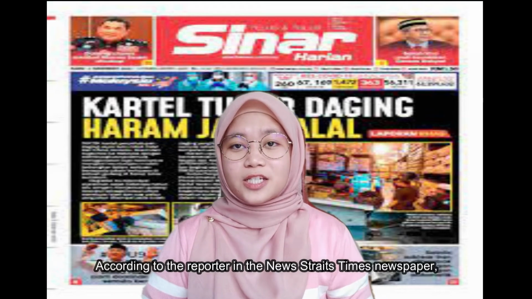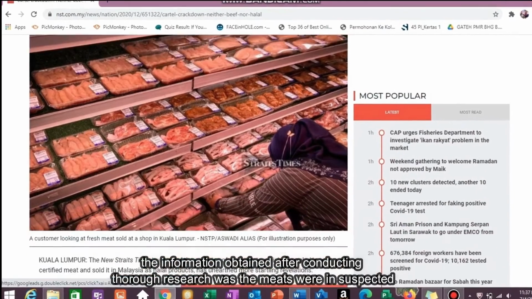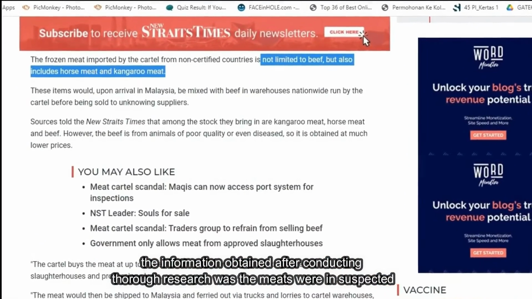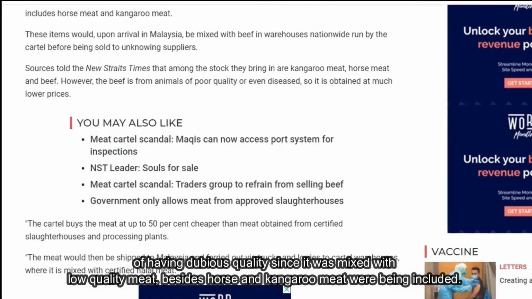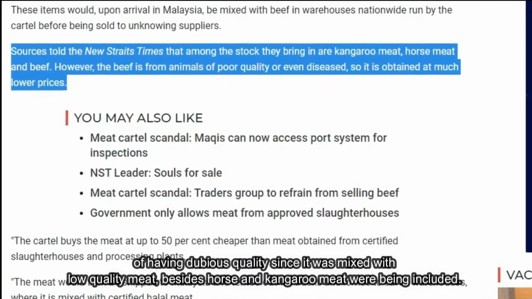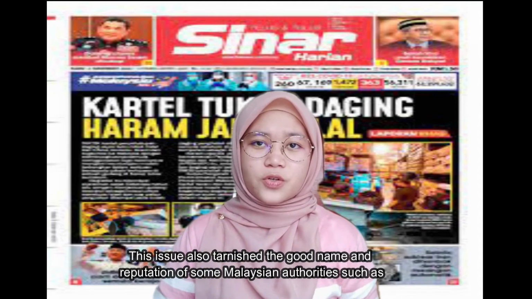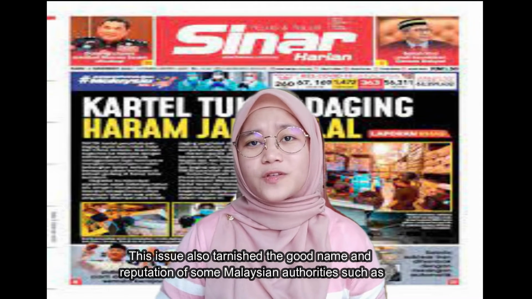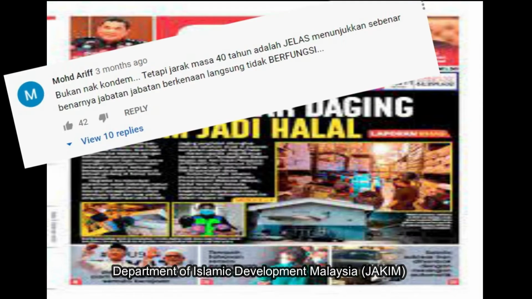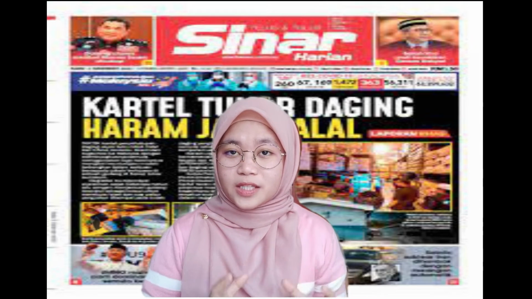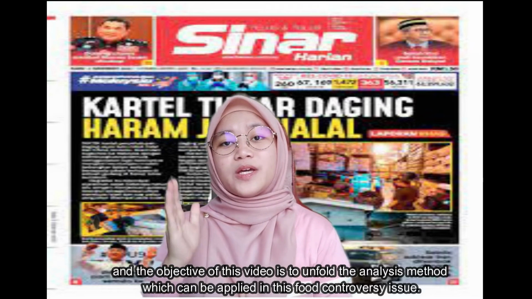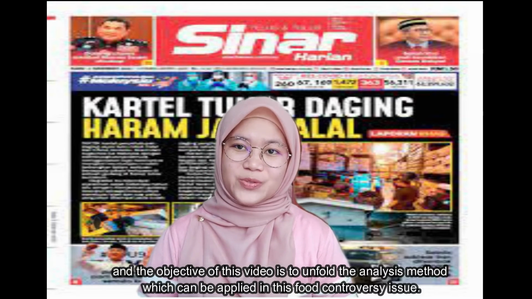According to a reporter from the New Straits Times newspaper, the information obtained after thorough research was that the meats were suspected of having dubious quality, since they were mixed with low-quality meats, and horse and kangaroo meat were also included. This issue also tarnished the good name and reputation of some Malaysian authorities such as the Department of Islamic Development Malaysia. The objective of this video is to unfold the analysis method which can be applied in this food controversy issue.